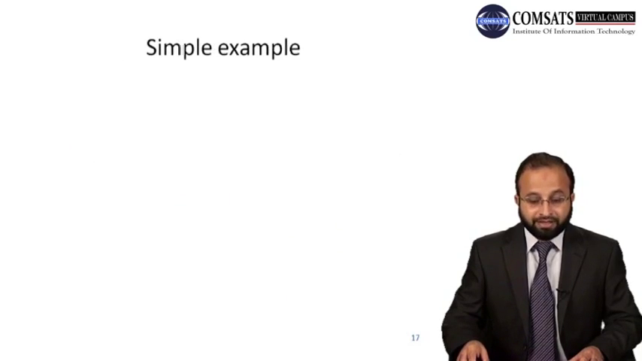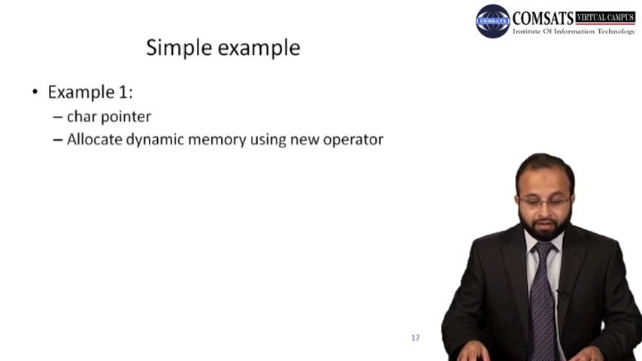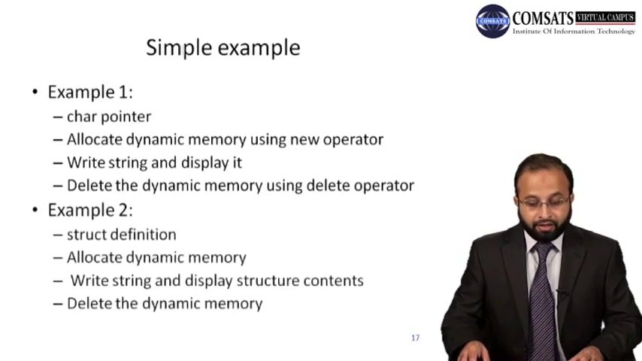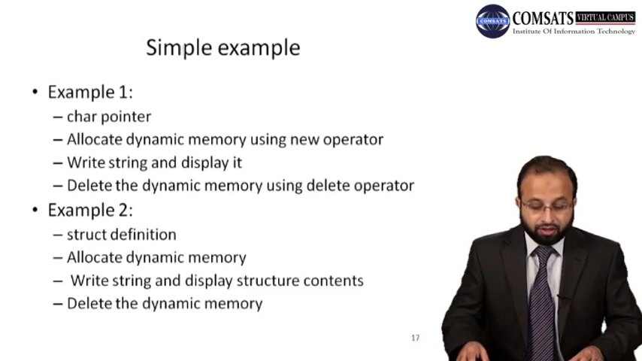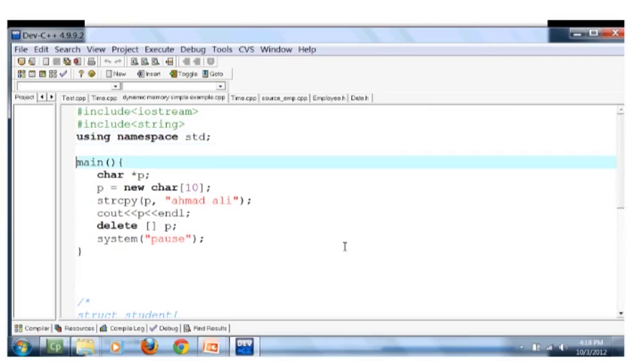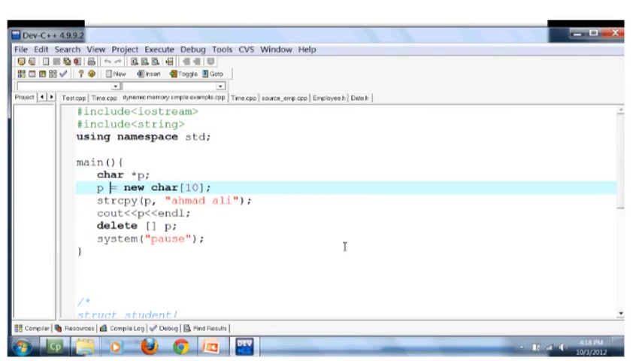Now let's see some simple example programs. In example program 1 we have a character pointer. We allocate memory dynamically using the new operator to that character pointer, and then write a string and display it, and then delete the dynamic memory using the delete operator. In example program 2, we have a structure definition. We allocate dynamic memory for that structure, write a string and display structure contents, and then delete that dynamic memory. Now let's go and write the program. Okay, so we have a character pointer over here, and then we create a memory.